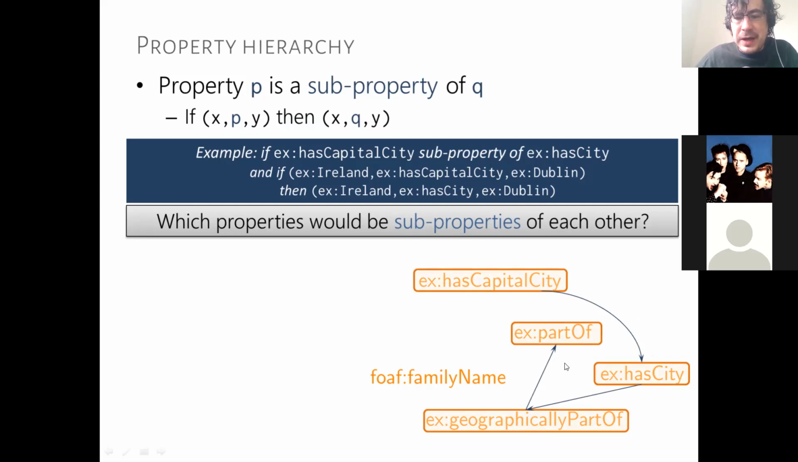And again, we have the transitivity that we saw for classes, right? So has capital city is implied through this to be also a subproperty of geographically part of, and also to be a subproperty of part of. And has city is also implied to be a subproperty of part of. So we have a four deep level property hierarchy here. Okay. Any questions or doubts? Make sense?